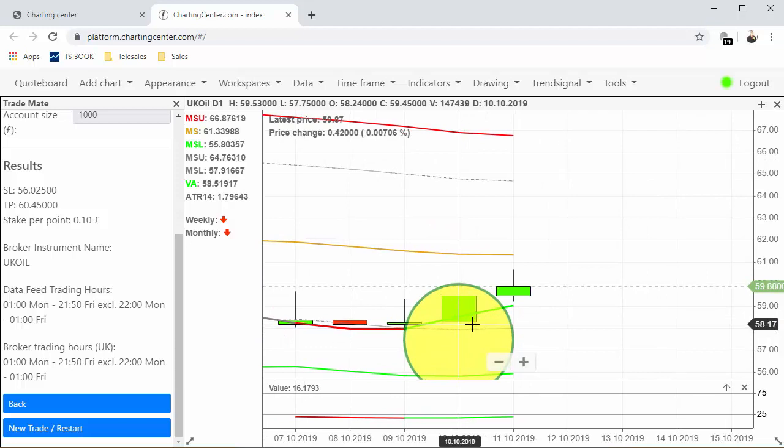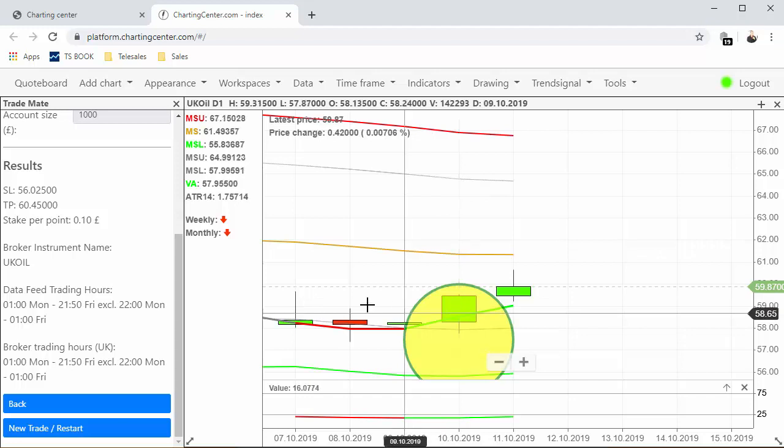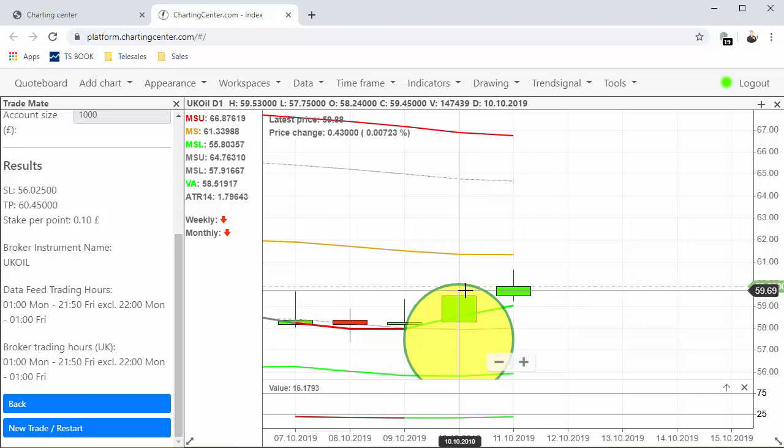So looking at the open of this candle and the close of this candle, as you see in the C value just here, 59.45. The take profit was 60.45. So we're looking at 100 pips of profit on this one particular trade. So we entered on the close and on the open, and we came out at 64.5.